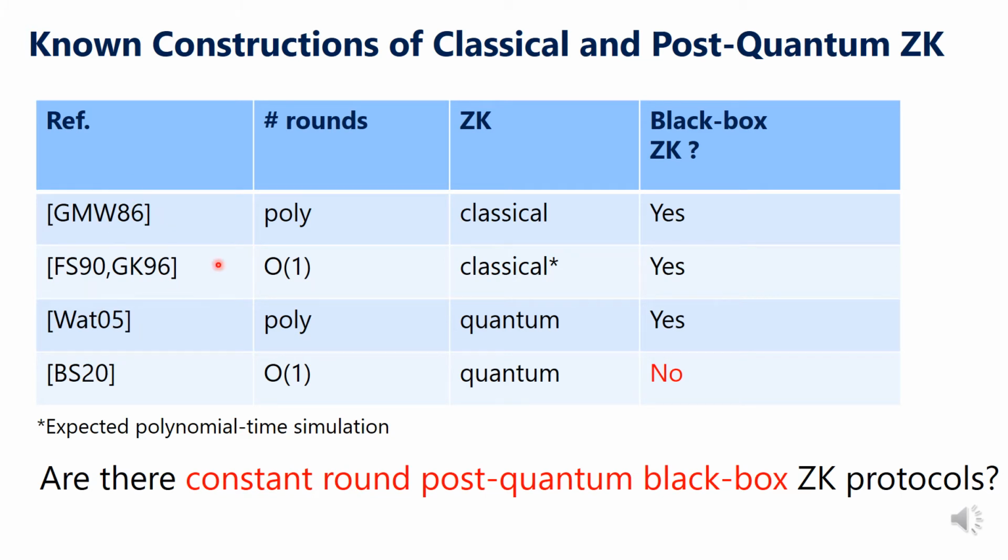However, those works only consider classical zero knowledge, and it was unclear if these protocols satisfy quantum zero knowledge, even if we assume that all building blocks are secure against quantum adversaries. In 2005, Watrous showed that the GMW protocol satisfies quantum zero knowledge if we rely on quantumly secure commitment functions. However, the protocol needs polynomially many rounds, and moreover, Watrous's technique cannot be directly used to prove quantum zero knowledge of these classical constant round constructions. So it had been open to construct constant round post-quantum zero knowledge.